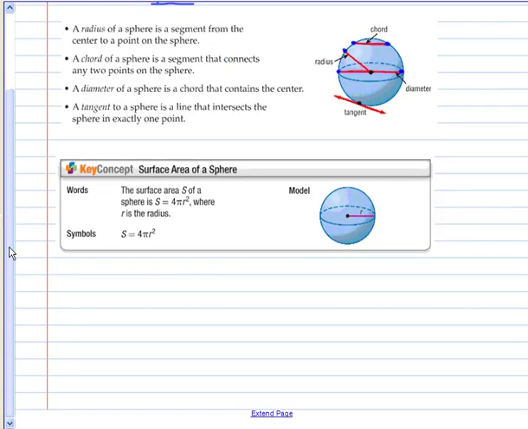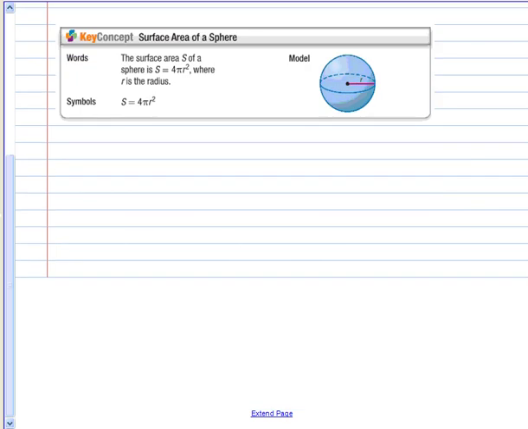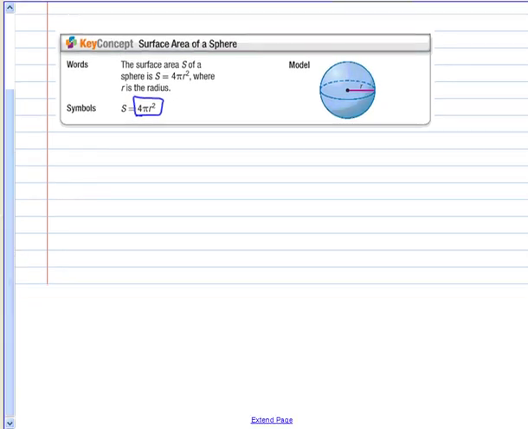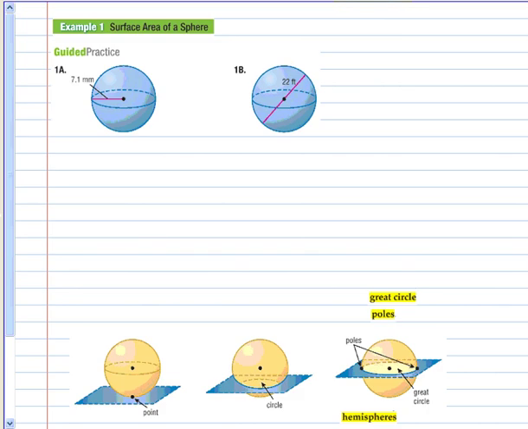Formulas. We're getting near the end of our formulas in your formula sheet. Surface area of a sphere, 4 pi r squared. 4 times pi times the radius squared. You remember the area of a circle is pi times the radius squared. So let's see if we can use that formula and get some answers here.